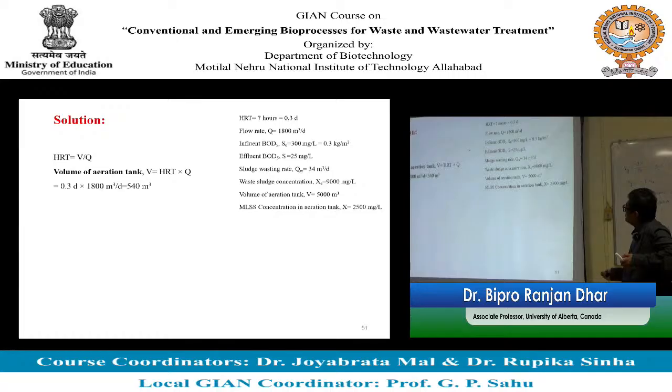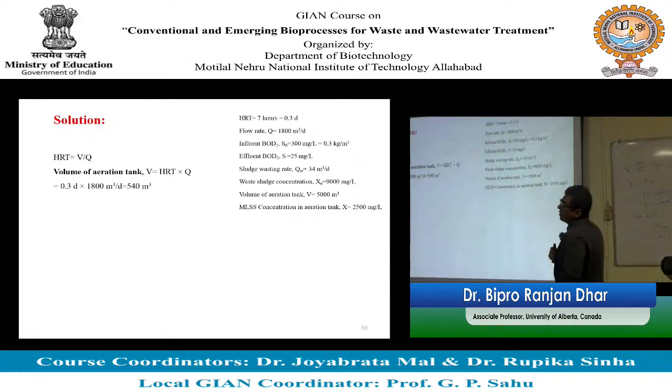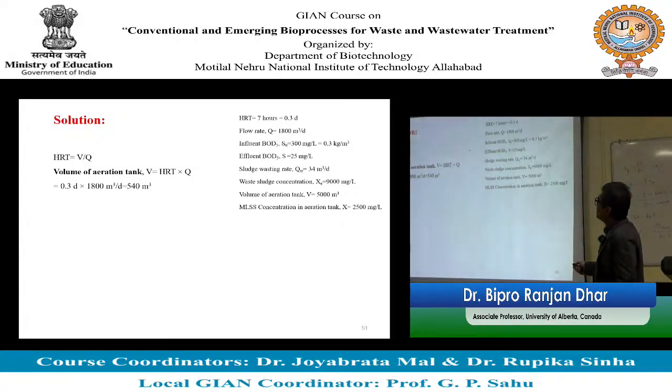So first, HRT calculation. From HRT we already know 7 hours, but it's in hours, so I'm going to convert it into days, okay, because everything is in days, like all the kinetic parameters. So volume divided by flow rate is my HRT. So now flow rate multiplied by HRT is my volume. So 0.3 day multiplied by 1800 meter cube per day. So I need a volume of the aeration tank of about 540 meter cube.